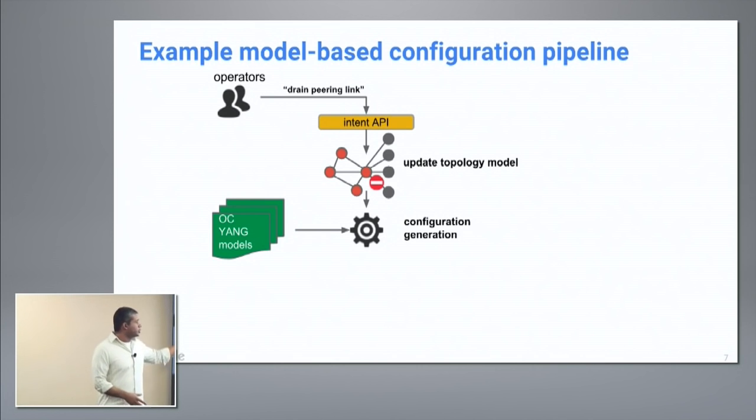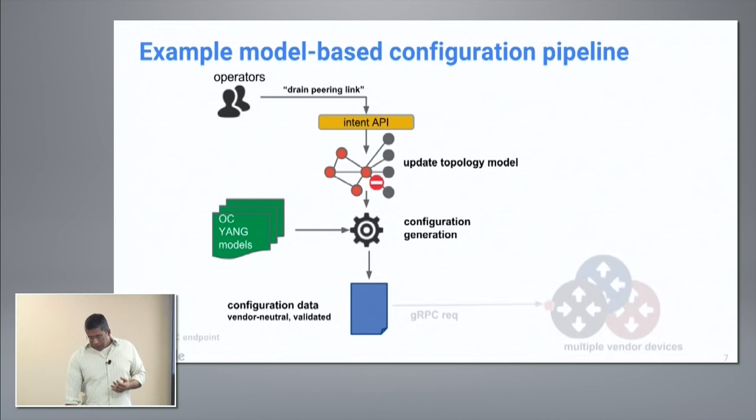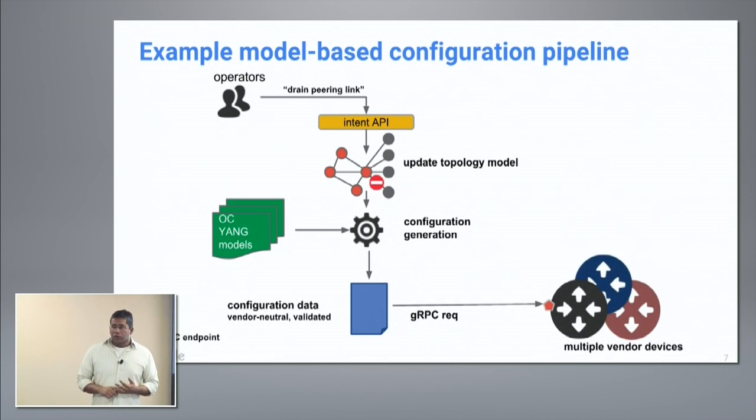So the models allow us to generate that configuration in one way, and validate it also in one way. At the bottom of this stack, what comes out is an instance of configuration data that's vendor neutral, and it's validated against the model. And then the vision is that we can send that to all of the devices that are involved, no matter what vendor they are.